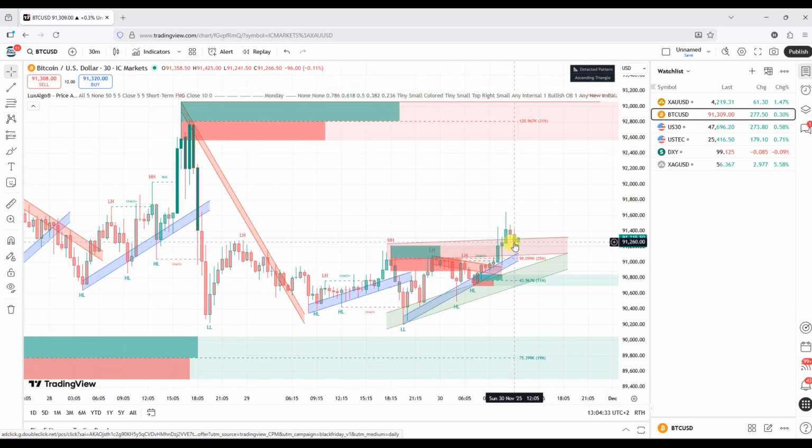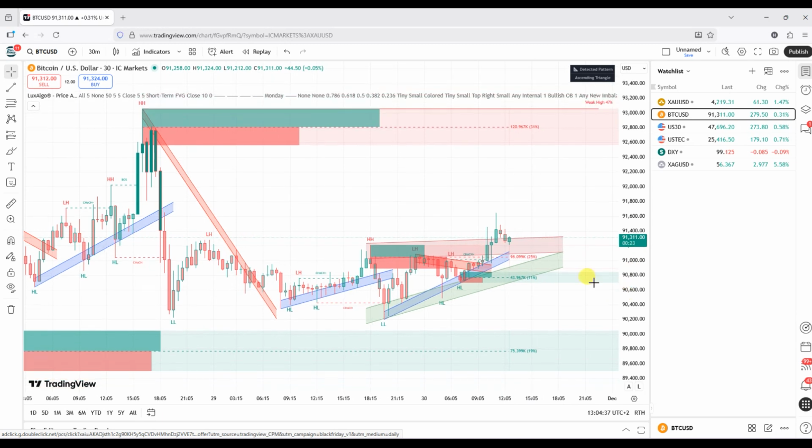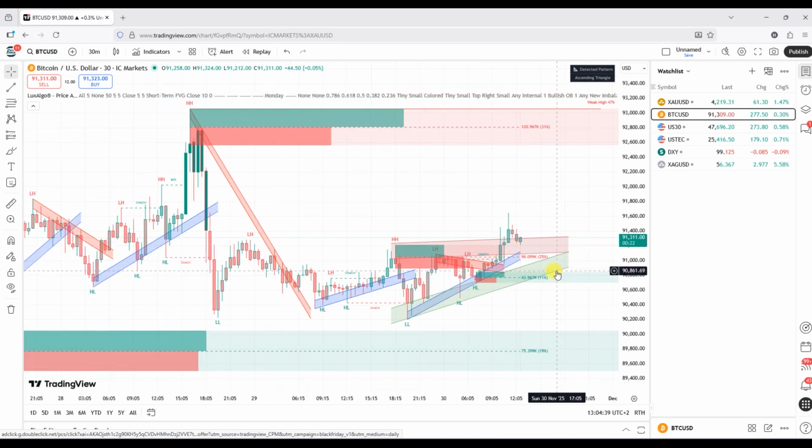People who like to play on the patterns and channels, this is going to be very helpful for them. And as I just mentioned, everything is real time. Nothing over here is lagging or repainting, not at all.